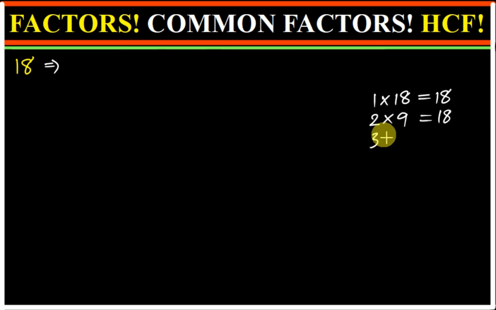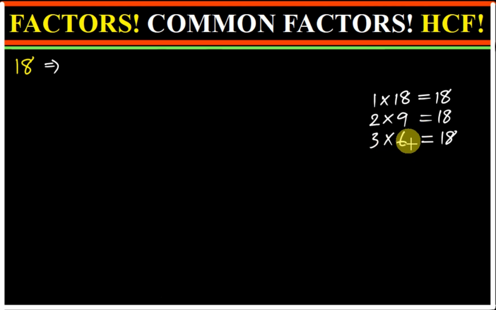Next, 18 comes in the 3 table also: 6 times 3 is 18. So 3 and 6 are also factors of 18. Now 4: does 18 come in the 4 table? No. So 4 is not a factor of 18. Does 18 come in the 5 table, or can 5 divide 18? No, 5 cannot fully divide 18, so 5 is not a factor. So 4 and 5 are not factors.